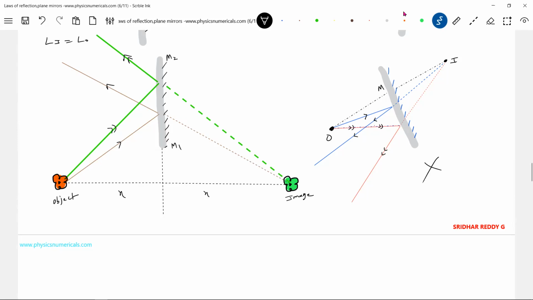Again, if you go and measure, MO is in fact equal to MI. So how should the object and image distance be measured? Always they should be measured normal to the plane mirror.